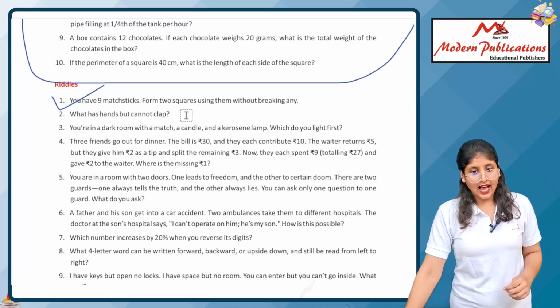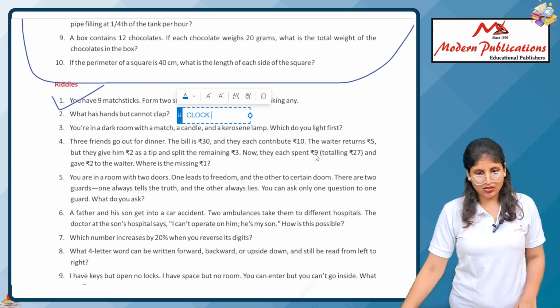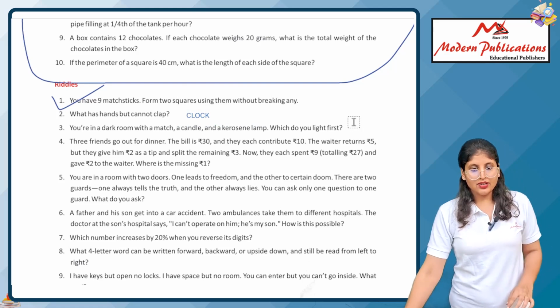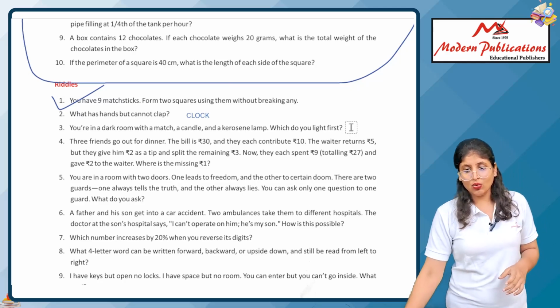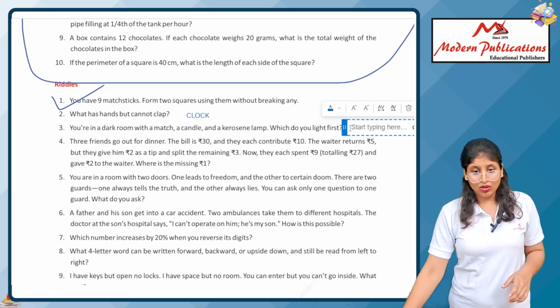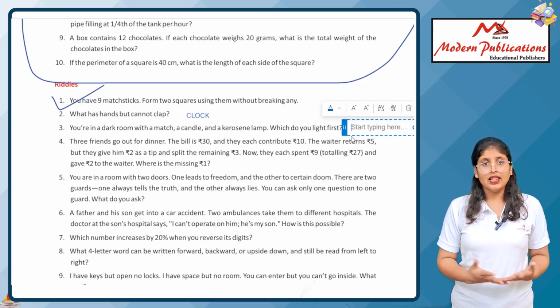Next one: what has hands but no cap? It's a clock. Next: you are in a dark room with a match, a candle and a kerosene lamp. What will you do? You have a match, a candle and a kerosene lamp. So you will light the match first.